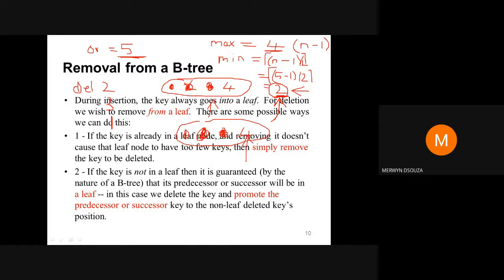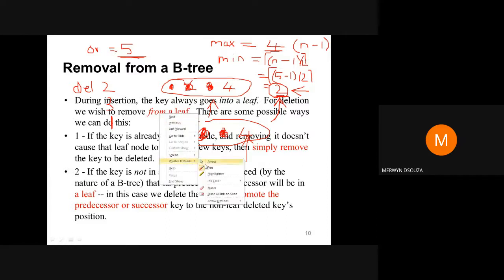So whenever this occurs, it is known as an underflow, just like we had underflow in stacks and queues. Whenever this situation happens, it will be known as an underflow.